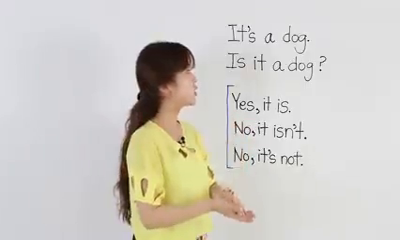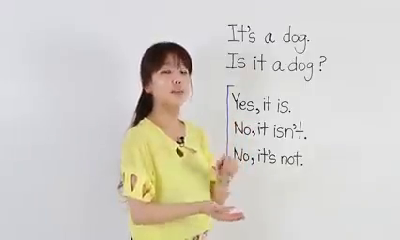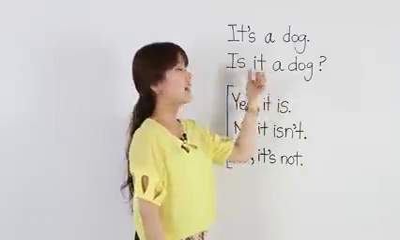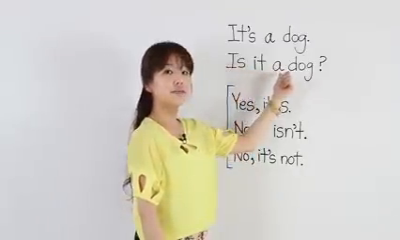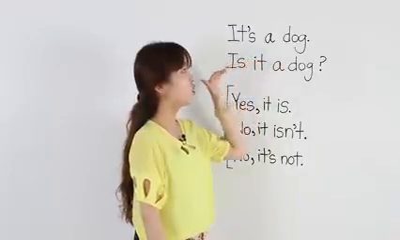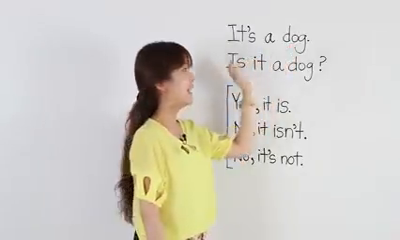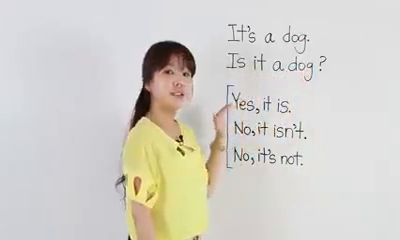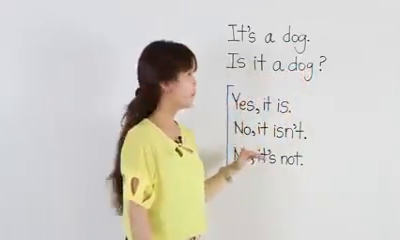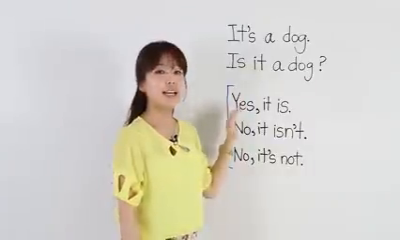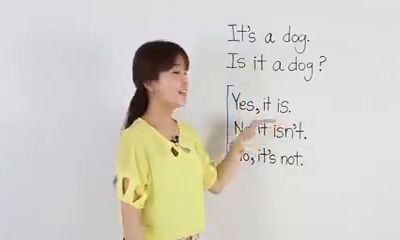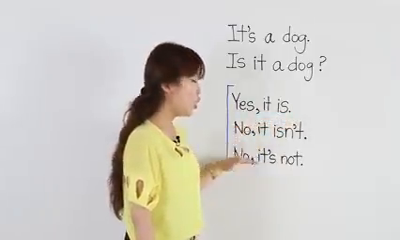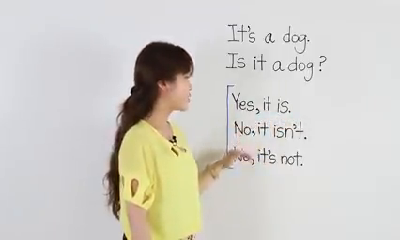When we make a question, remember we have to put the be verb in the front. Is it a dog? The intonation goes up for the question. Now there are several answers you can give. The first one is yes, it is. When you say no, you can give two answers.